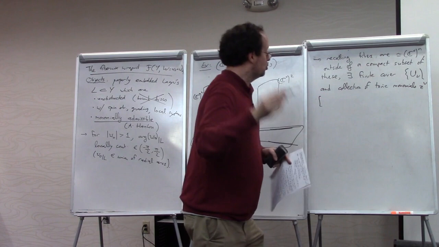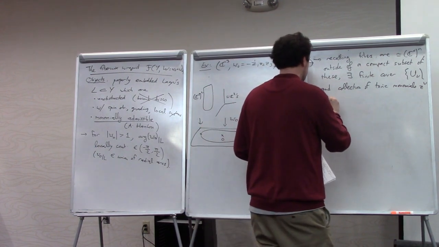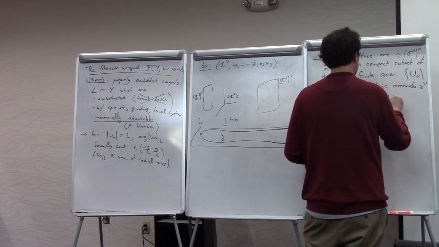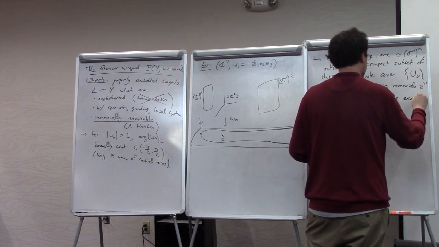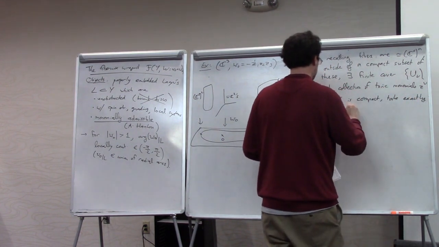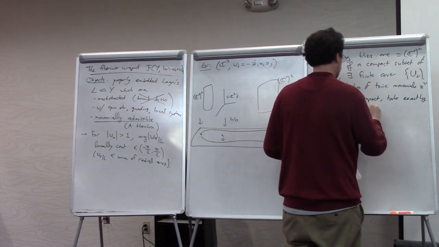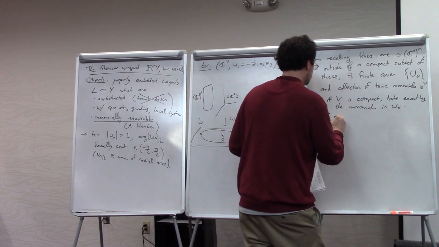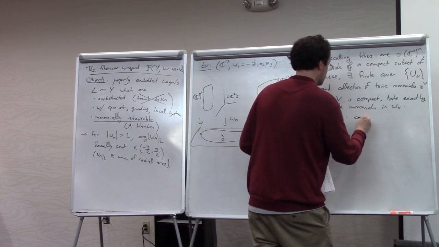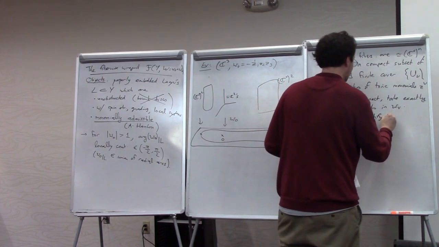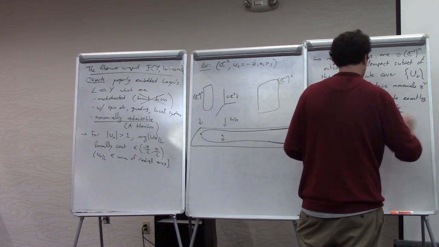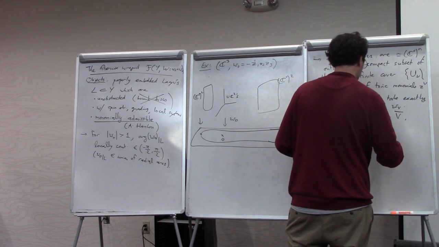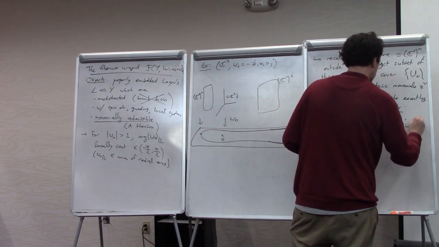So where do these monomials come from? If V is compact, we take exactly the monomials in W sub V. If not, compactify to some V bar and take the terms that would appear in that one.